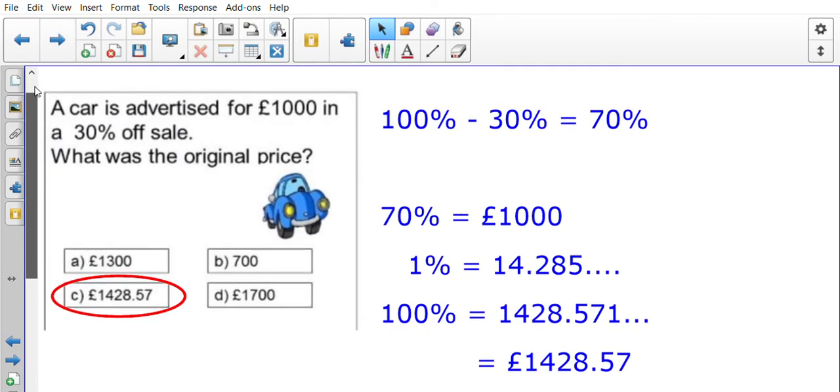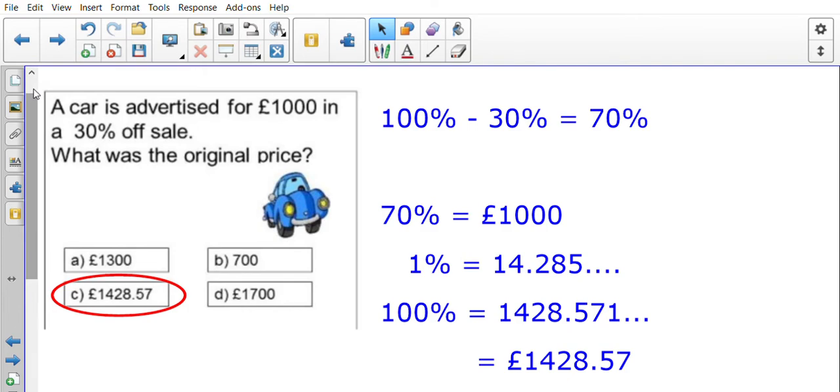This question here. A car is advertised for £1,000 in a 30% off sale. What was the original price? So if it's a 30% off sale, we need to take away the 30%. So what we've got left is 70%. And we're told that the car is being sold at £1,000. So the 70% that you're left with is equal to that £1,000.